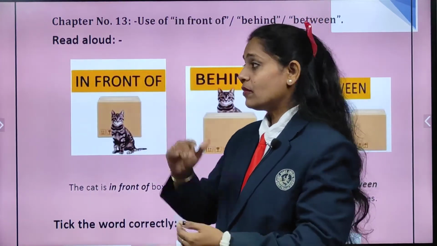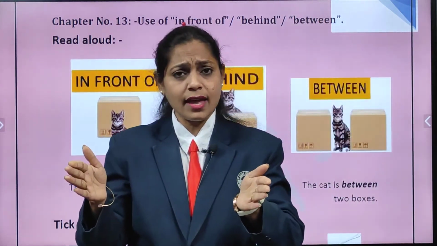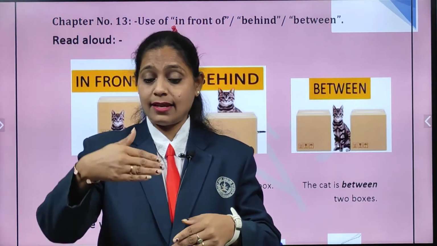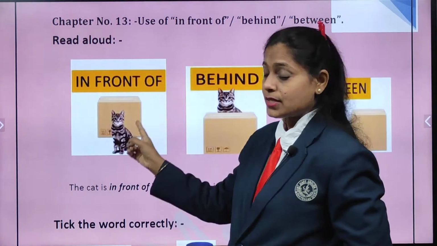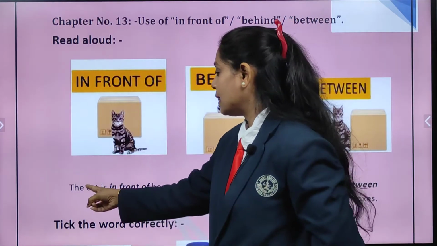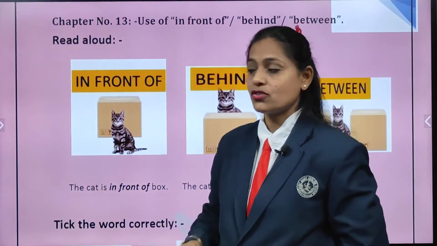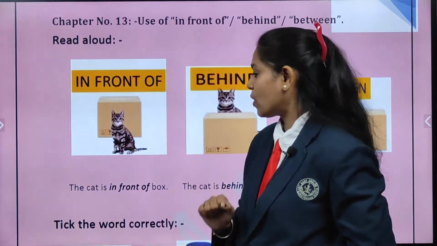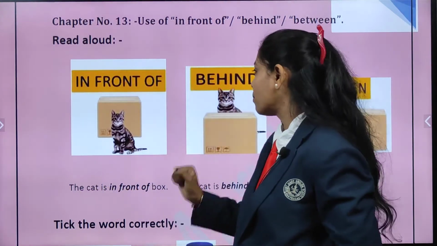So now here we have a picture of a cat. Now can you see the box there? Yes, and where is the cat? Yes, the cat is in front. So what are we going to say? In front of. She is in front of a box. So here we are going to read it as: the cat is in front of the box. What are we going to say, children? The cat is in front of the box.